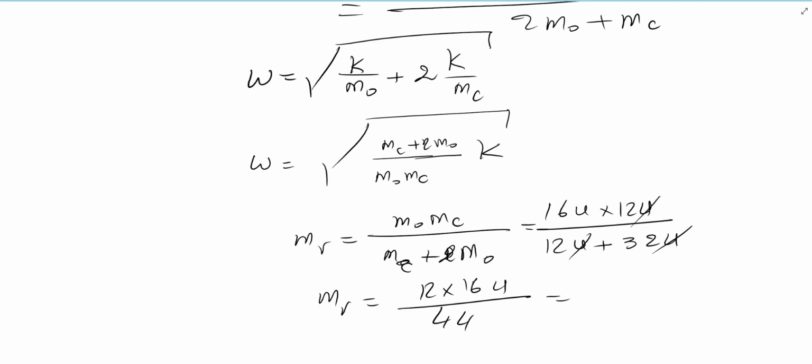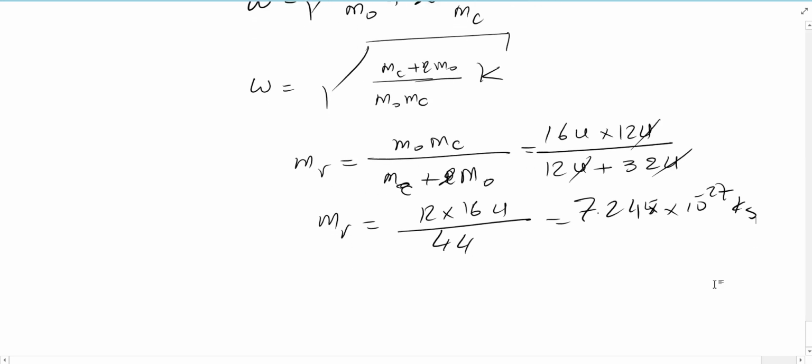Okay, so it's 7.24245 10 to the negative 27 kilograms. And don't forget you have the K in there. From there you're going to find the omega, and from here you're going to find F. F is going to be 1 over 2 pi times the square root.